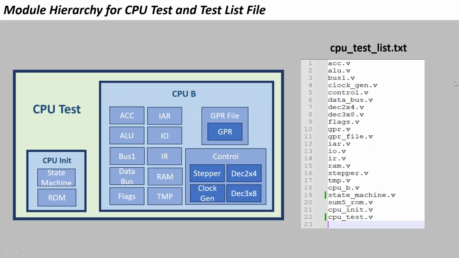And then this diagram shows all the modules that need to be included for the test. So this is kind of like the hierarchy. And then this here on the right is the CPU test list for Icarus Verilog. I'm going to show you the commands here in a minute. You can use this test list instead of including them all on the command line.